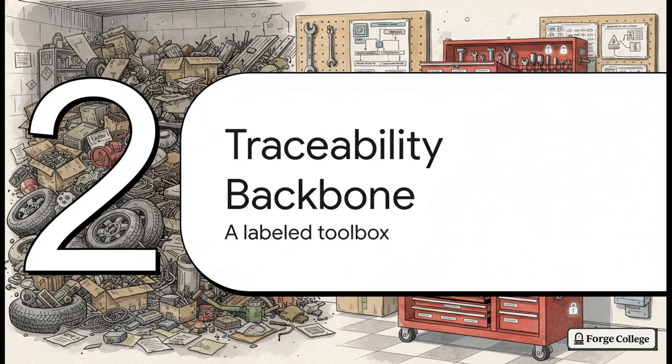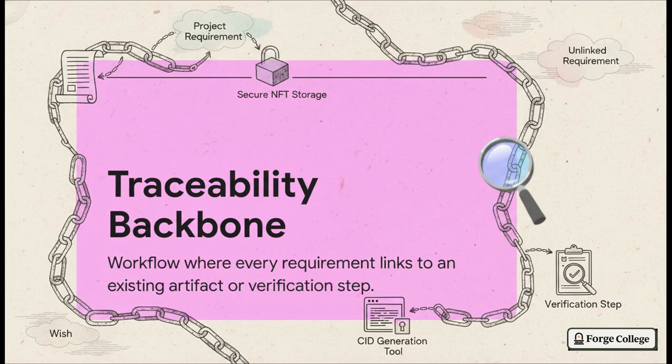Moving right along to part two, building a traceability backbone. This is all about going from a chaotic, disorganized garage to a perfectly labeled toolbox. Let's see how our stakeholder contract translates into a slick, organized project workflow. So what exactly do we mean by a traceability backbone? Basically, it's a repeatable workflow where literally every single project requirement links straight back to an existing artifact or a verification step. It's like an unbreakable chain of evidence, right?